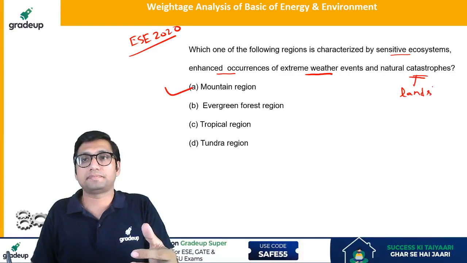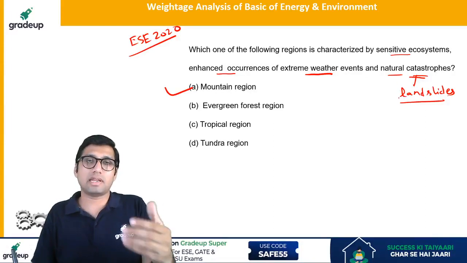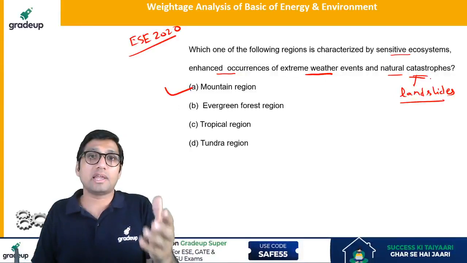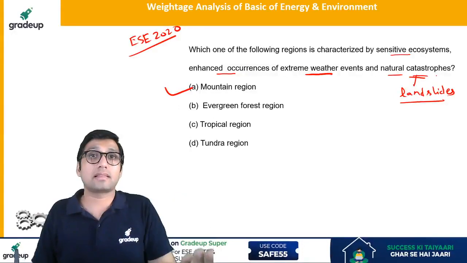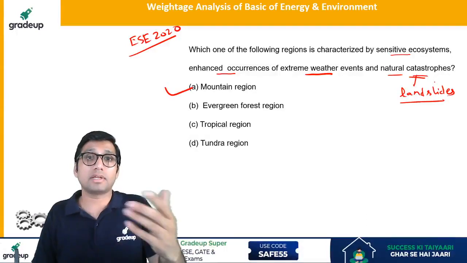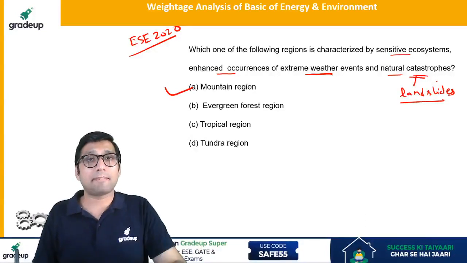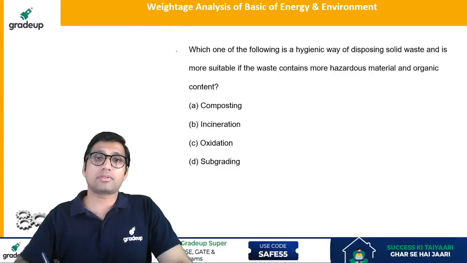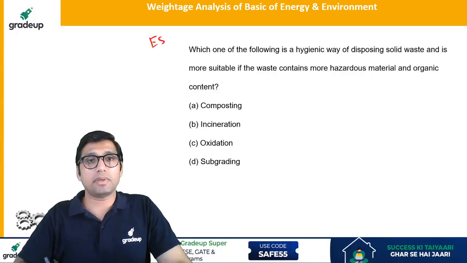So you will find mostly in this area, natural catastrophe means natural phenomena which are going to cause some problems to the environment. So like landslide, flood-like situations, and other calamities like bursting of the glaciers. So this happens generally in the mountain region. Okay. Next question. This is again a question from ESE 2020.